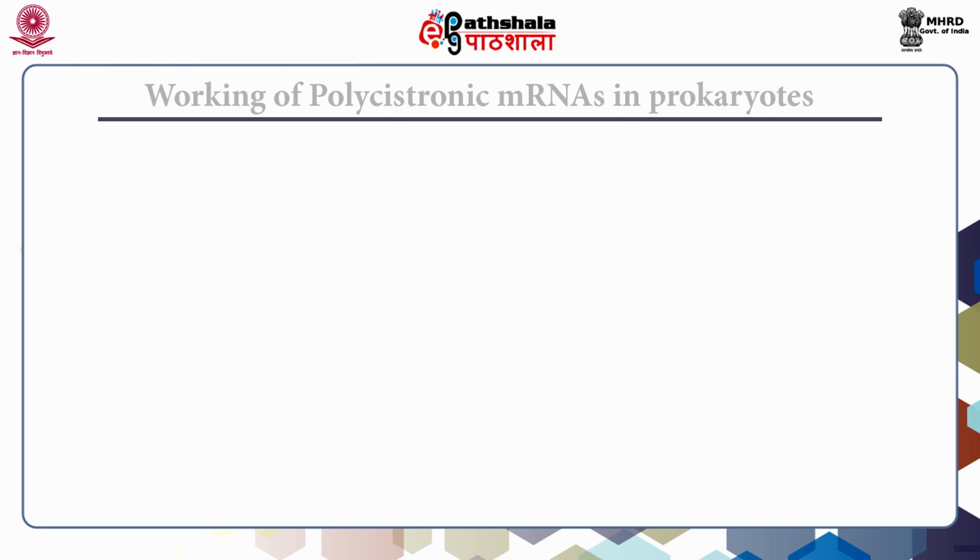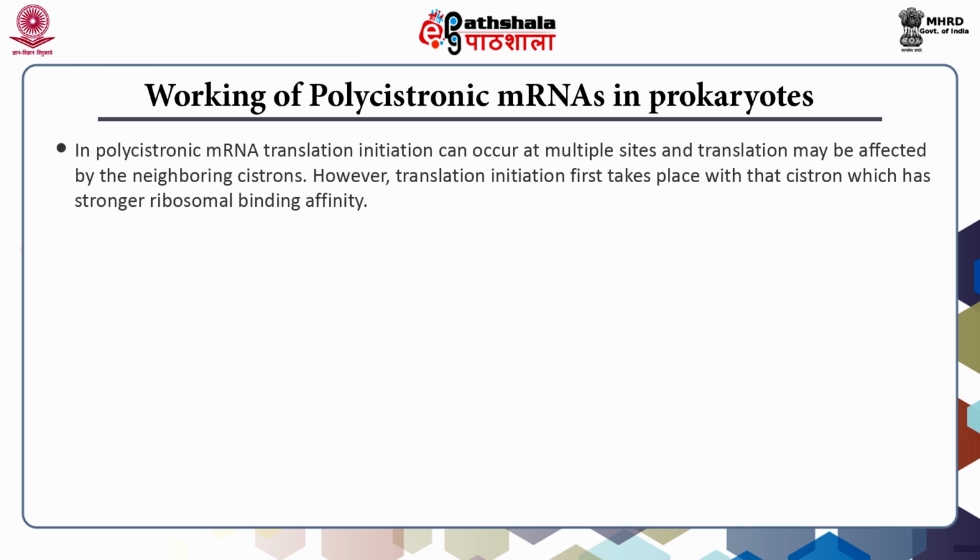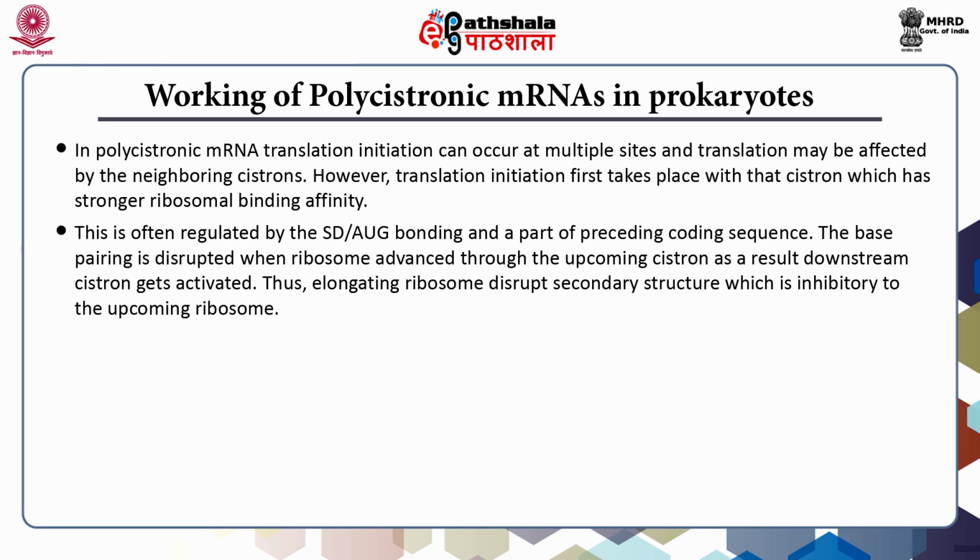We will next discuss the working of polycistronic mRNA in prokaryotes. In polycistronic mRNA, translation initiation can occur at multiple sites and translation may be affected by the neighboring cistrons. However, translation initiation first takes place with that cistron which has a stronger ribosomal binding affinity. This phenomenon is regulated by the Shine-Dalgarno sequence or AUG binding, as discussed previously, and a part of preceding coding sequences.